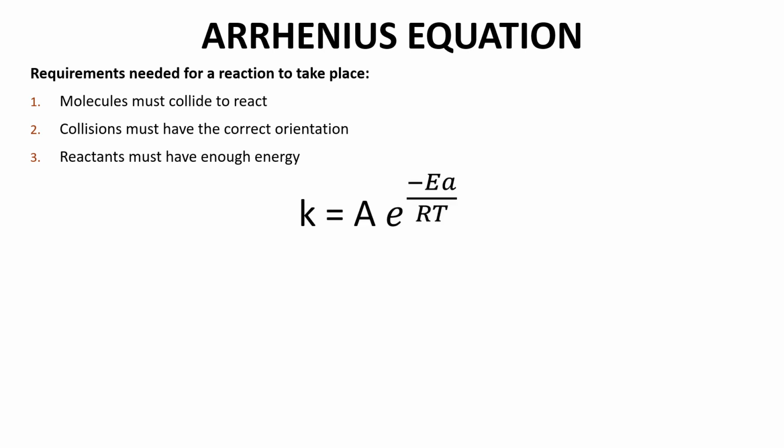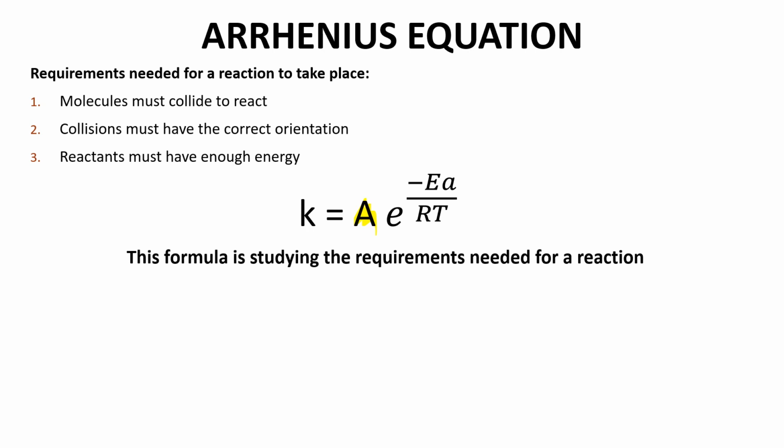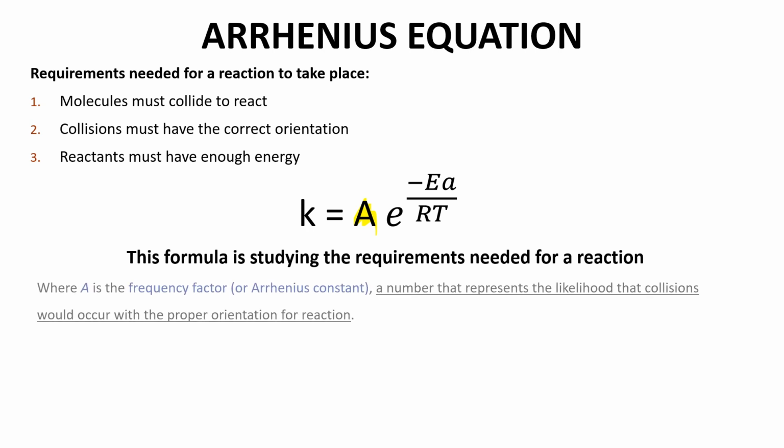So here's the Arrhenius equation. We have k, which is equal to A e to the power negative Ea over RT. We don't have anything new here except for the A. This formula is studying the requirements needed for a reaction. A is the new thing that we have here, the Arrhenius constant. This number represents the likelihood that collisions would occur with the proper orientation for a chemical reaction.